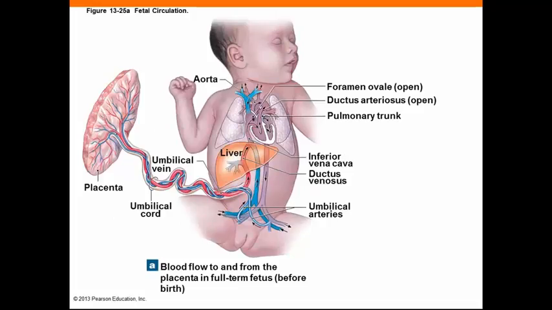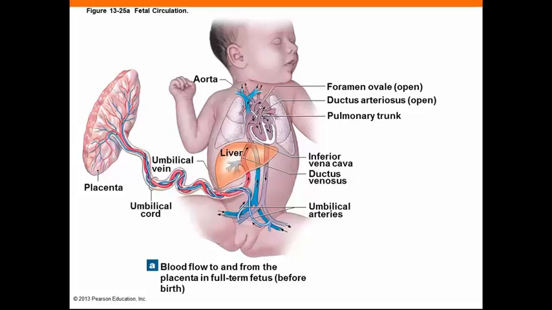You see, low oxygen fetal blood flows through the umbilical arteries, and at the placenta, carbon dioxide and waste cross to the mother, and oxygen diffuses into the fetal blood. And that blood returns to fetal circulation through the umbilical vein. Some blood goes to the liver, the rest goes to the inferior vena cava through the ductus venosus.